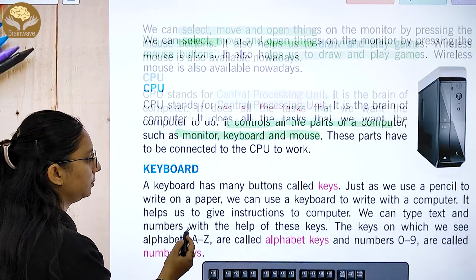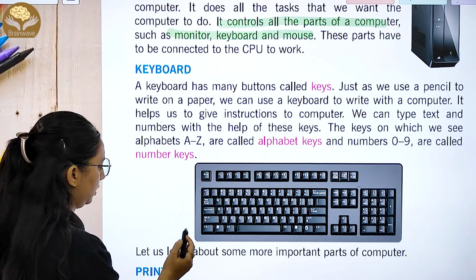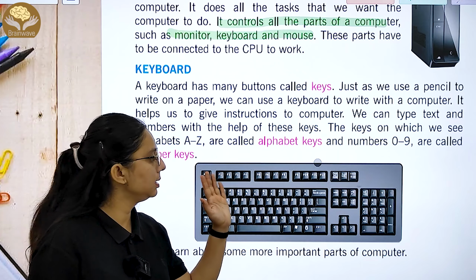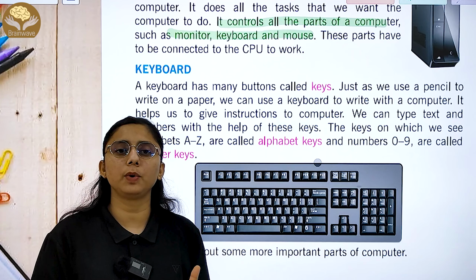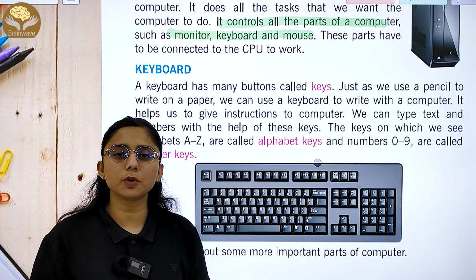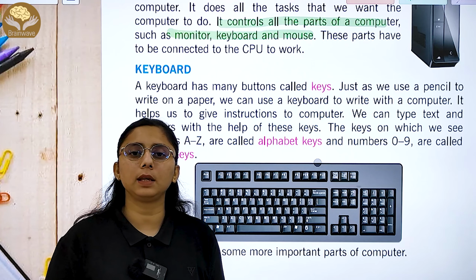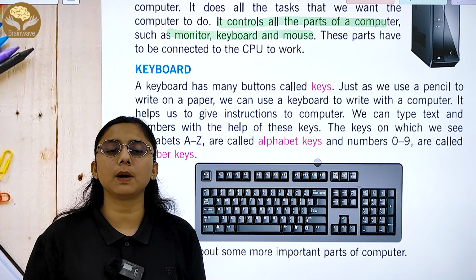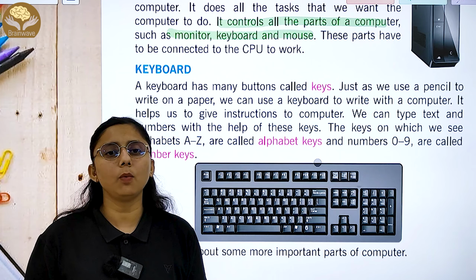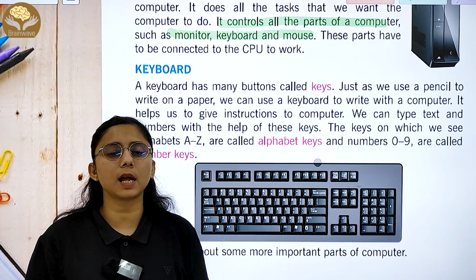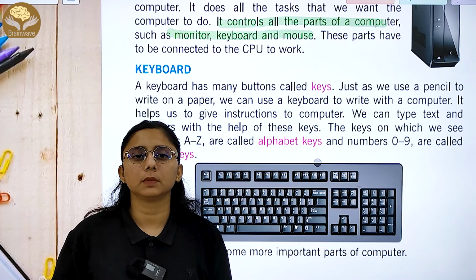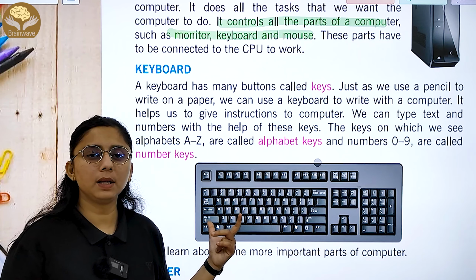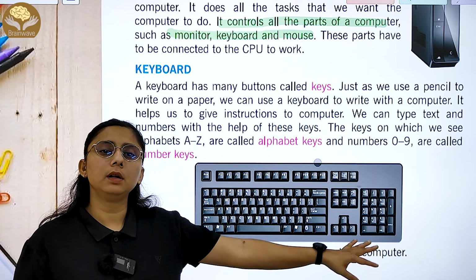Next is keyboard. This is your keyboard. A keyboard has many buttons. These are the buttons of the keyboard. They are known as keys. We have different types of keys. We have alphabetic keys, numeric keys, and some special keys. In special keys, we have caps lock key, space bar key, enter key, delete key. These are the special keys that we use in the keyboard. And we have 2 sets of number keys, on the top and the right corner.